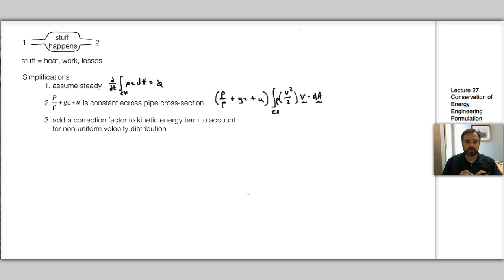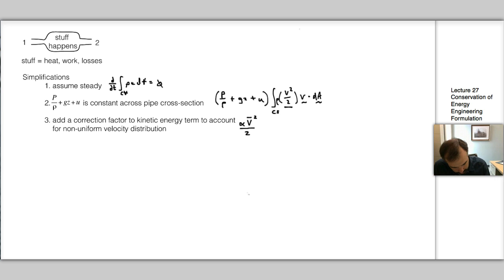And the next thing we're going to do is add a correction factor to the kinetic energy term to account for the non-uniform velocity distribution. So we're going to say, look, we know it's non-uniform because there's things like the no-slip condition at the wall of the pipe or conduit, so the velocity is 0 there, and there's going to be some maximum somewhere in the flow. Okay, so what that looks like is we're going to say that this term here is going to be alpha V bar squared over 2. And then that alpha is just going to take into account, if we do the integral over that surface, how that shape plays out in the integral.